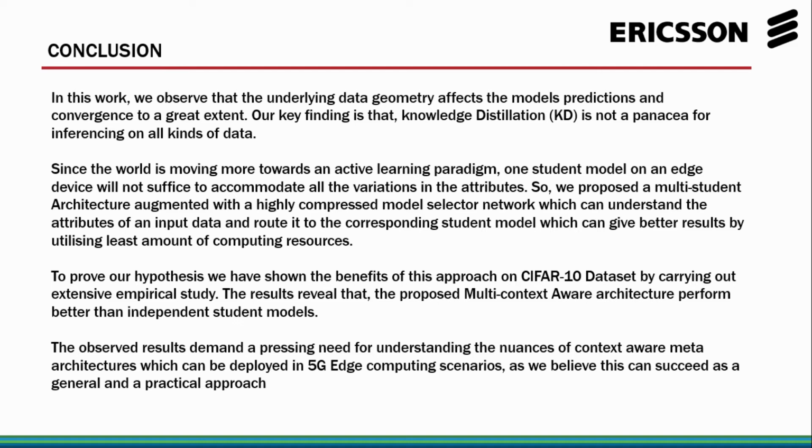Since the world is moving towards active learning, we do not know what kind of data we will be getting in future. So we should have multiple student models, or basically multiple compressed models, on the edge devices and in the application cloud, so that they can accommodate the variations that could possibly occur to some extent. This demands a multi-student architecture. That is what we have proposed here: a multi-student architecture with a highly compressed model selector.